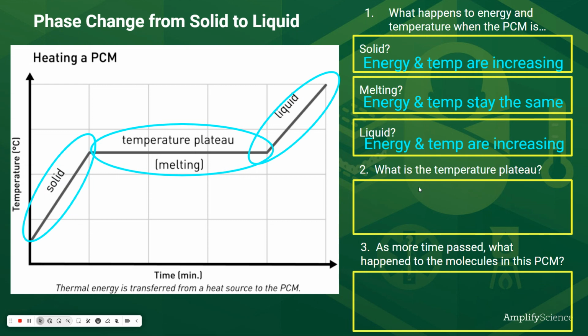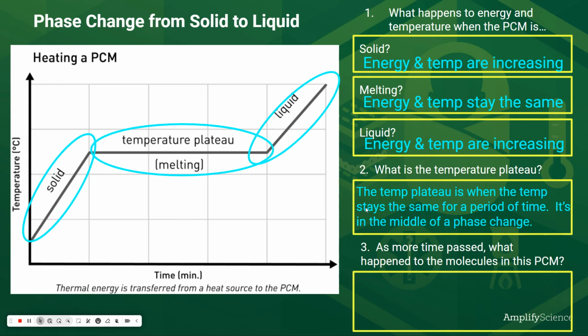What is the temperature plateau? Well, I know the temperature plateau is when melting is taking place, so it's kind of in between phases. Like in between it being a solid and it being a liquid, the temperature is going to remain the same as that phase change is happening. So I wrote down here, the temperature plateau is when the temperature stays the same for a period of time. It's in the middle of a phase change. So we want to make sure that we're writing all of this down.